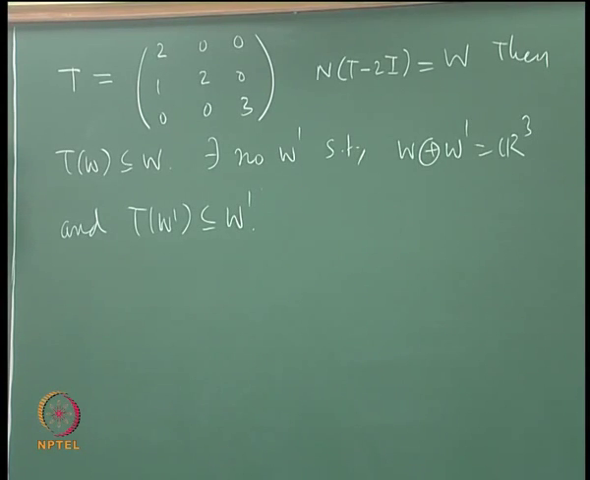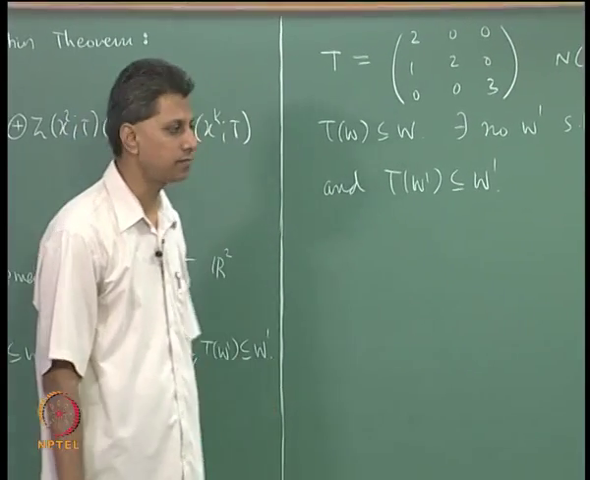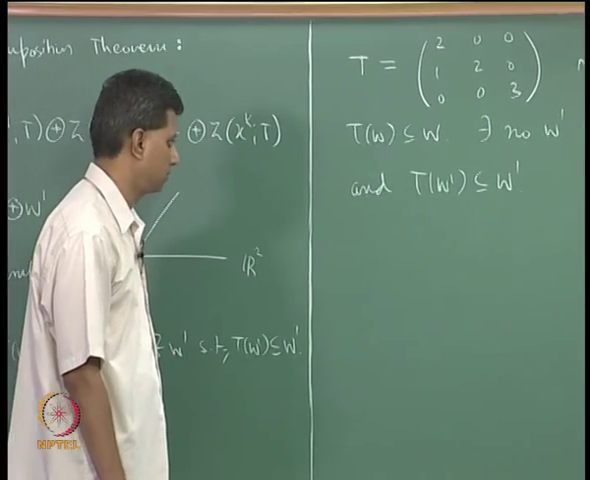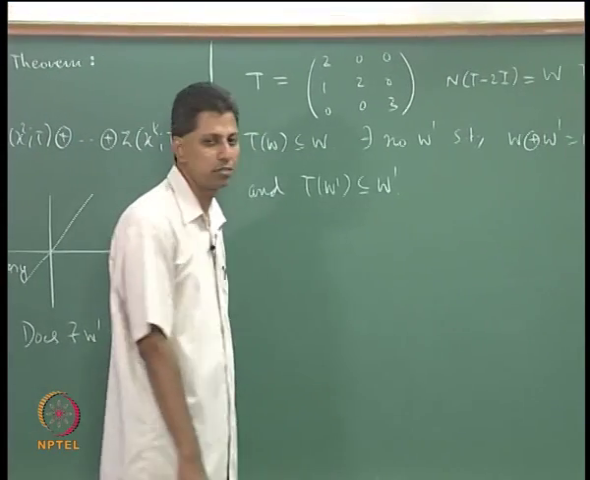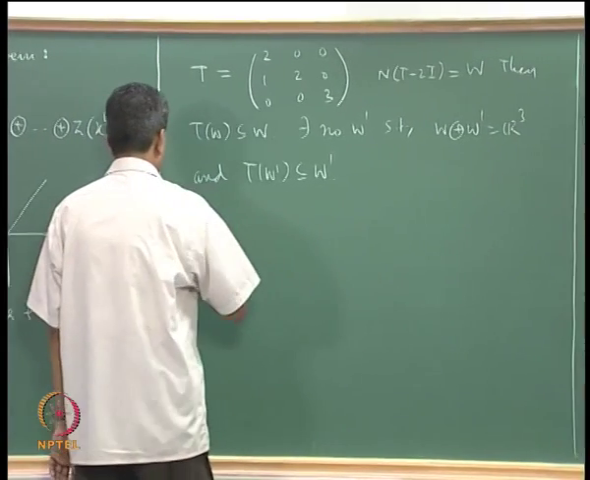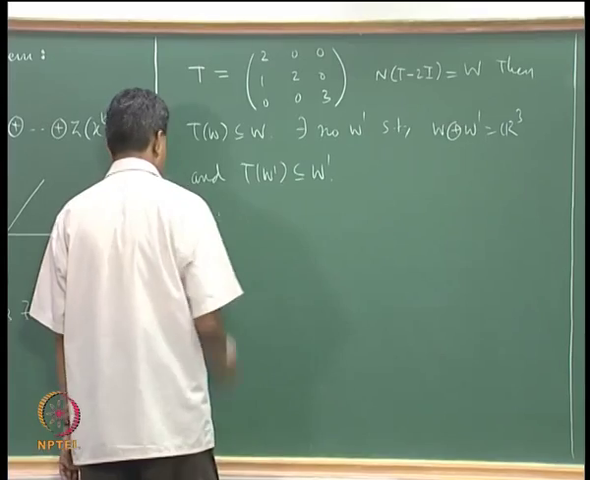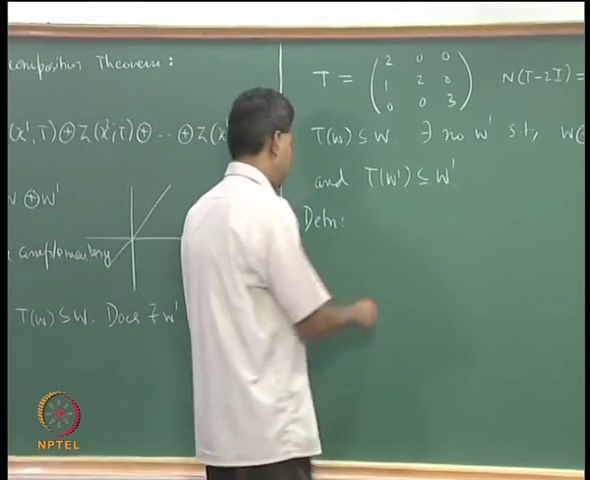So if you are given an invariant subspace W, and you are seeking an invariant subspace W prime, the answer in general is no. You need some more conditions on W so that this will be satisfied. What is that condition? That condition is called T admissibility. So let me give this definition, the condition on a subspace being T admissible.